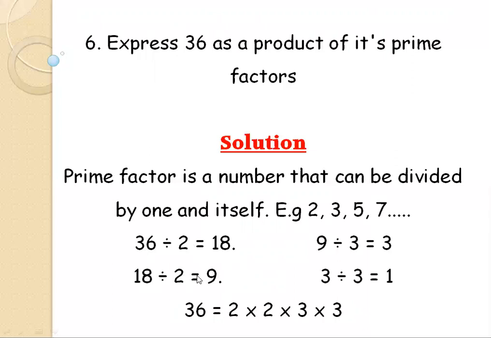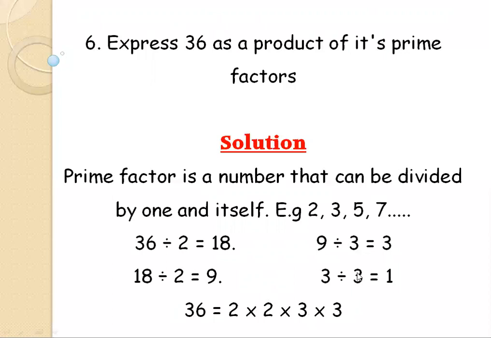I have 9. Can I divide 9 by 2? No, it would not give me a whole number. So I'll move to the next possible prime factor, which is 3. 9 divided by 3 is 3. Can I divide 3 by 2? No. Can I divide 3 by 3? Yes. So I'll divide 3 by 3. 3 divided by 3 is 1.